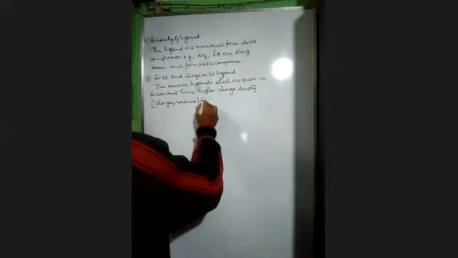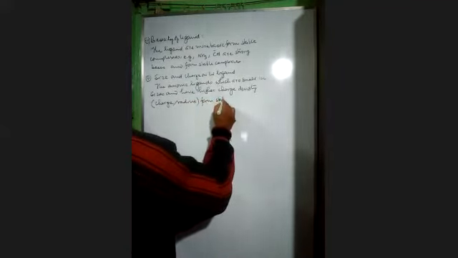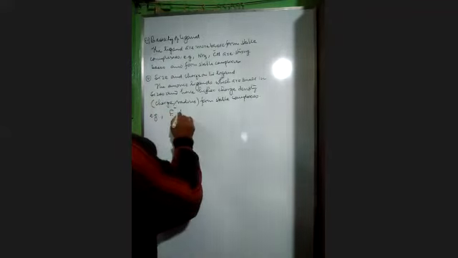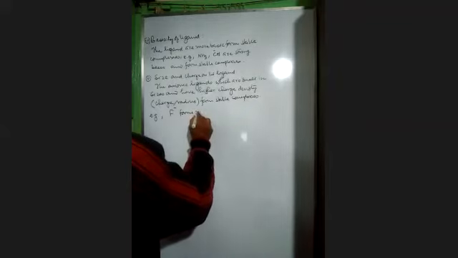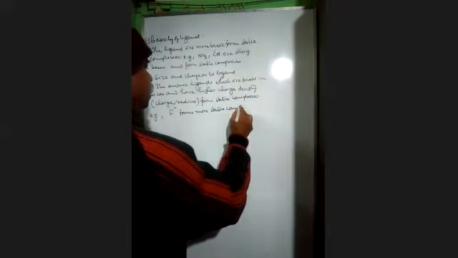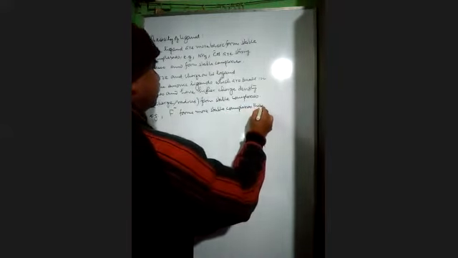Example, see, fluoride is the smallest size. Okay, it forms more stable complexes than chloride. See, both of the charge is 1. The size of the chloride is much bigger. So the fluoride complexes are more stable than chloride complexes.